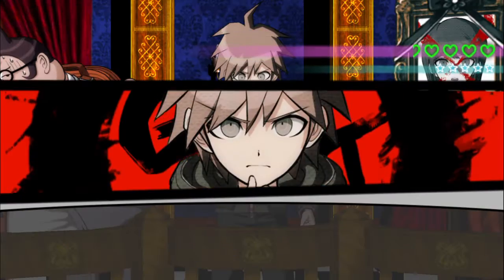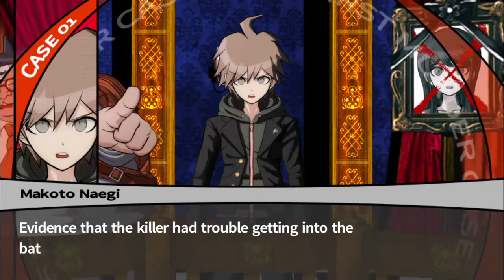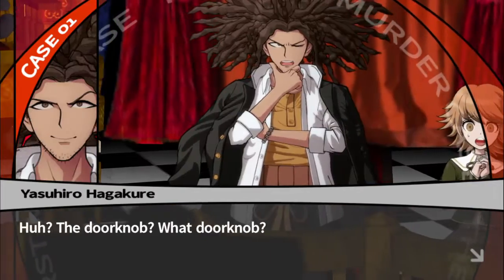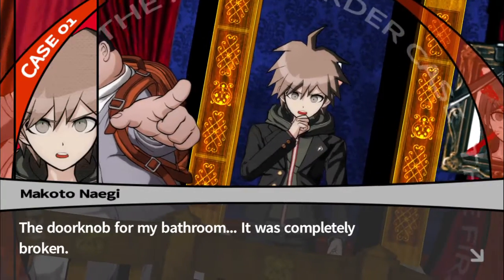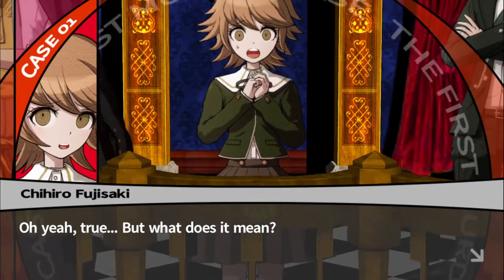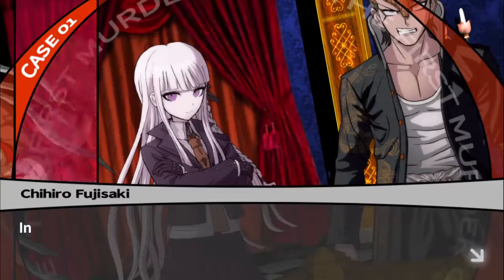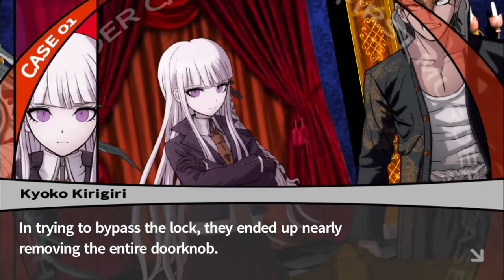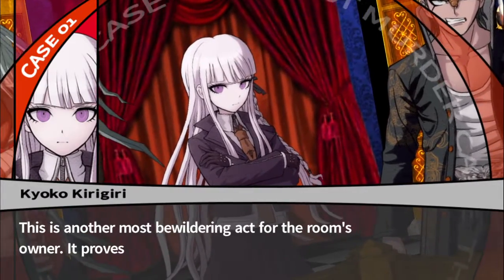I got it! Evidence that the killer had trouble getting... Huh? The doorknob for my bathroom. See how the top part was unscrewed? Oh yeah, true. But what does it mean? In trying to bypass the lock, they ended up nearly... This is another most bewildering act.